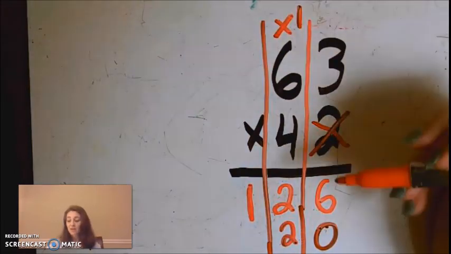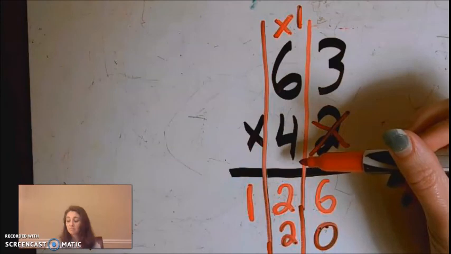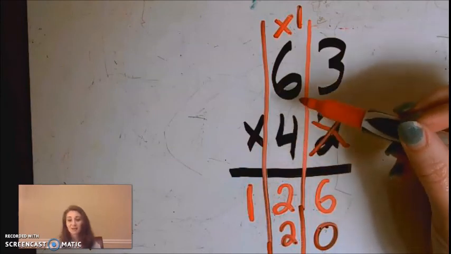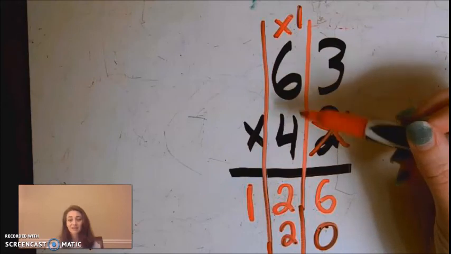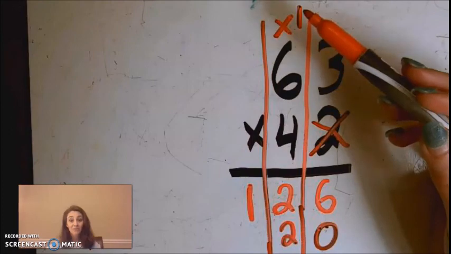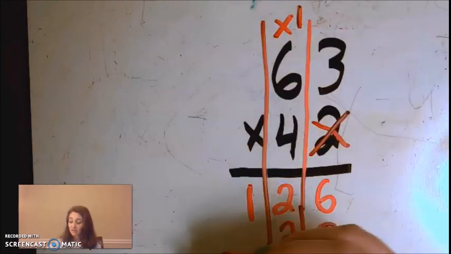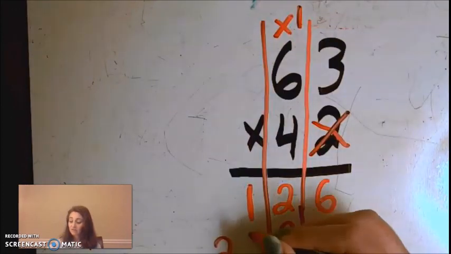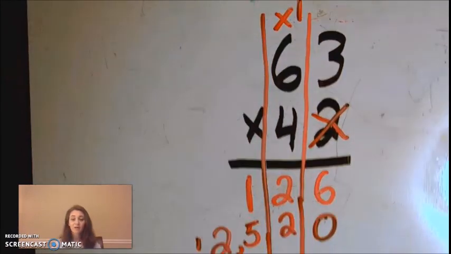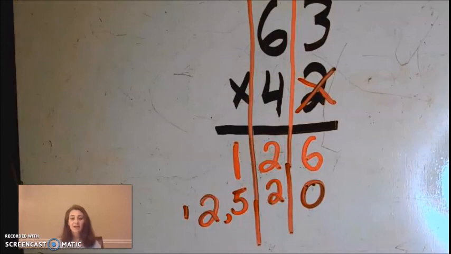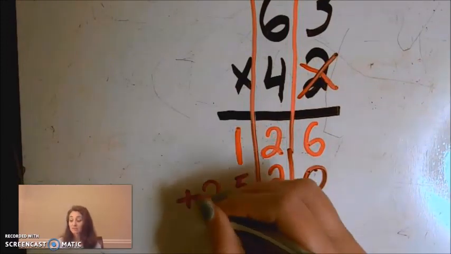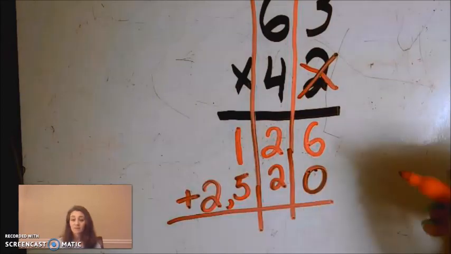Then I'm going to multiply my bottom tens place times my top tens place. 6 times 4 is 24. Add the one I regrouped, 25. My last step, I got off the screen, sorry guys. My last step is to add my partial products. So I'm going to add those up.